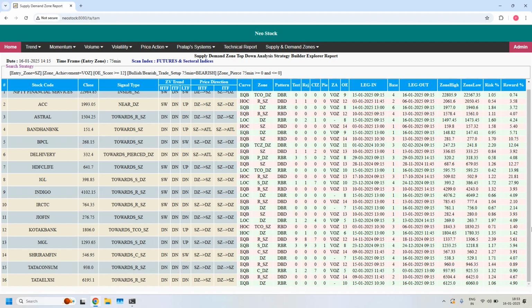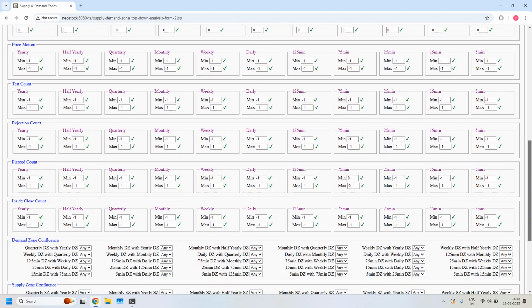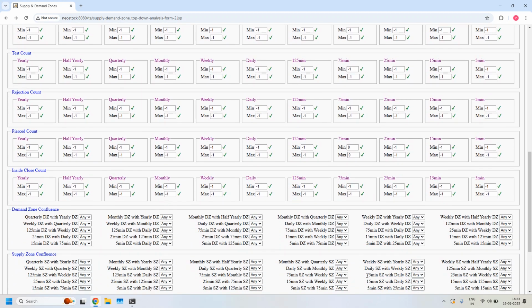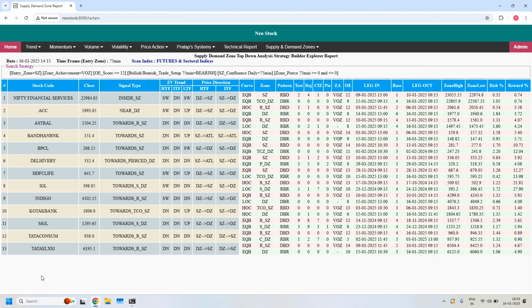But we can further add high probability even by using zone confluence. That is LTF, first filter is LTF and ITF supply zone confluence. That is nothing but 75 minutes and daily supply zone confluence. I am adding the filter 75 minute supply zone with daily supply zone confluence. With this filter, now the list is reduced to 13 stocks. In all these 13 stocks, these 75 minute supply zones are part of the daily supply zone.